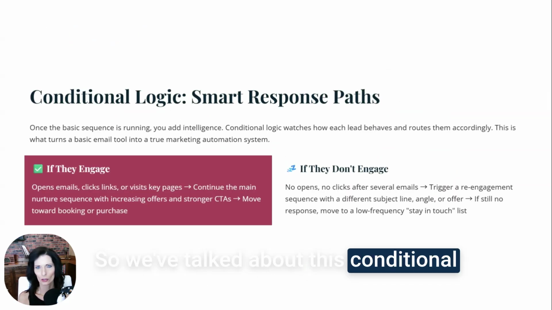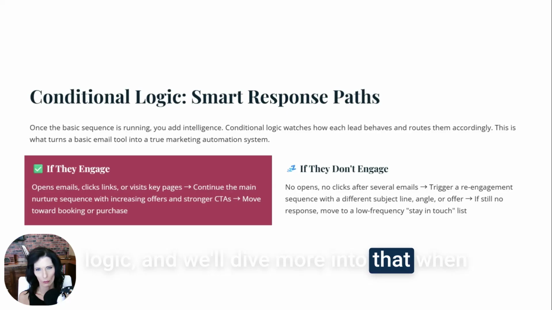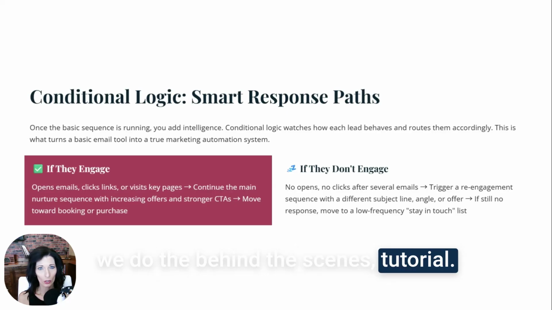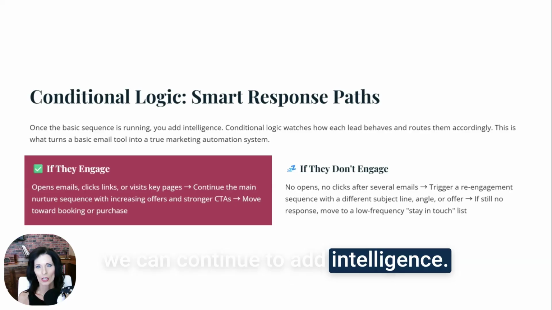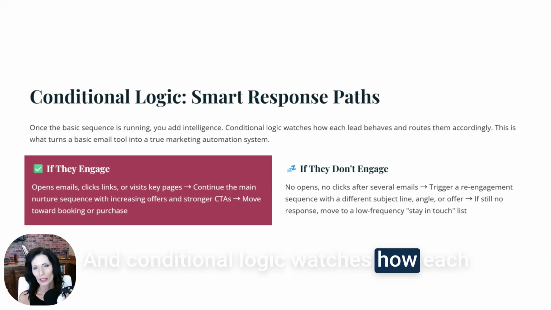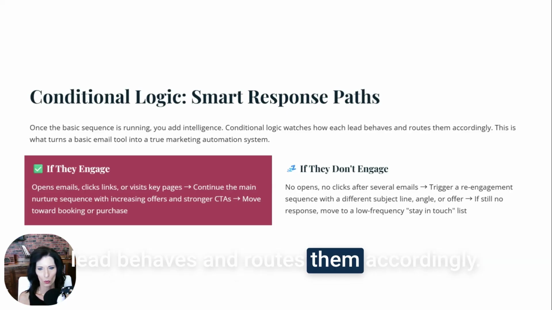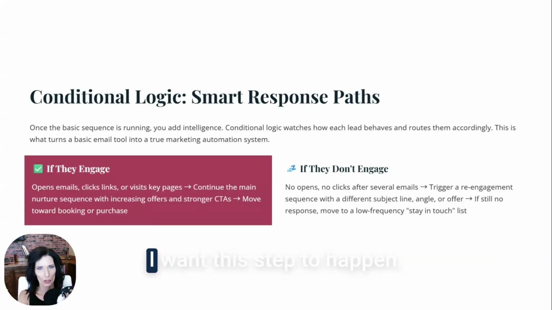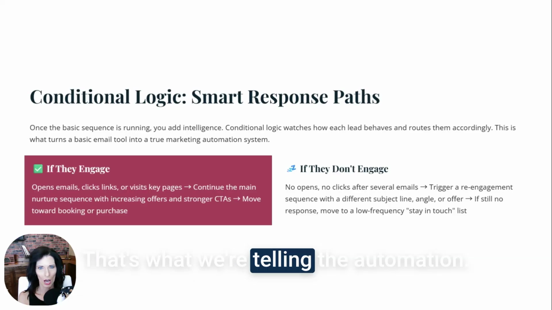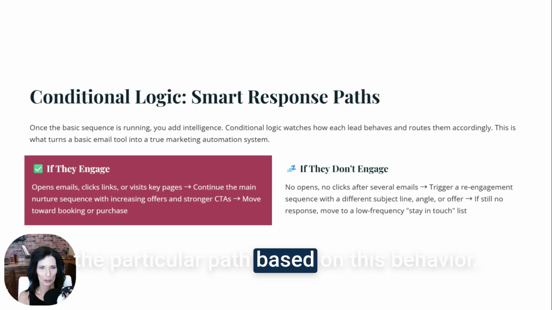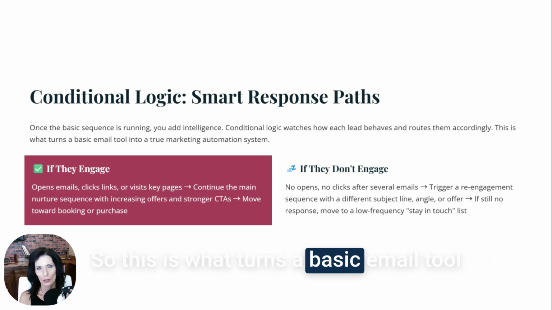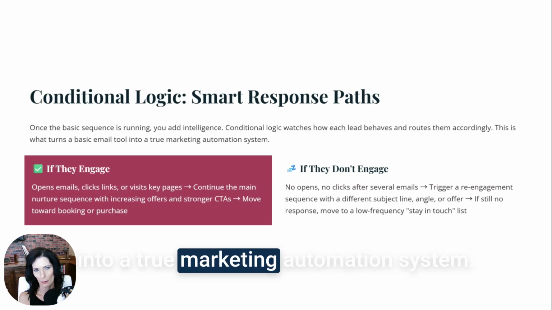So we've talked about this conditional logic, and we'll dive more into that when we do the behind-the-scenes tutorial. Once we have this basic system running, we can continue to add intelligence. Conditional logic watches how each lead behaves and routes them accordingly. So it's if they do this, then I want this step to happen. If they don't do this, then I want this step to happen. That's what we're telling the automation. We have different paths to go through, and it's going to help guide the lead through the particular path based on this behavior. So this is what turns a basic email tool into a true marketing automation system.